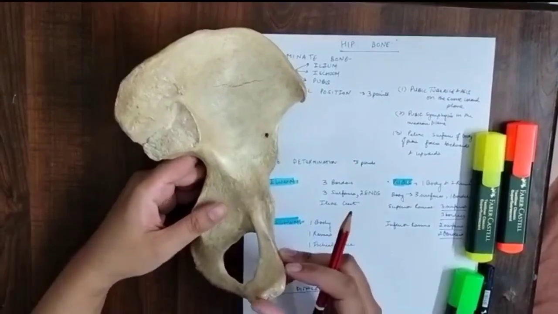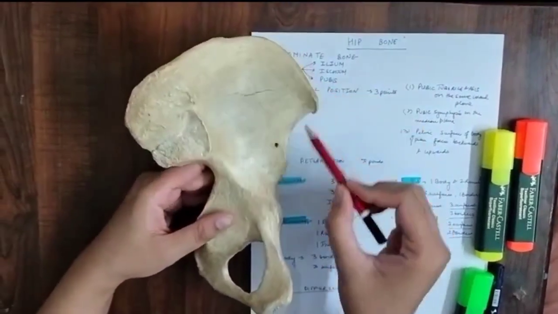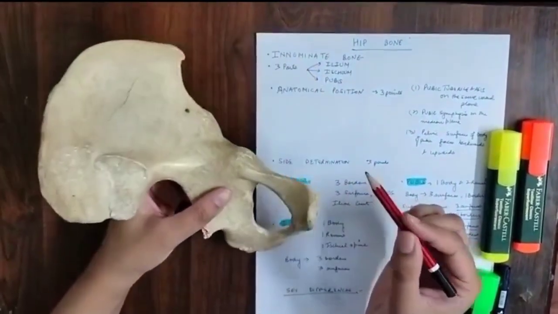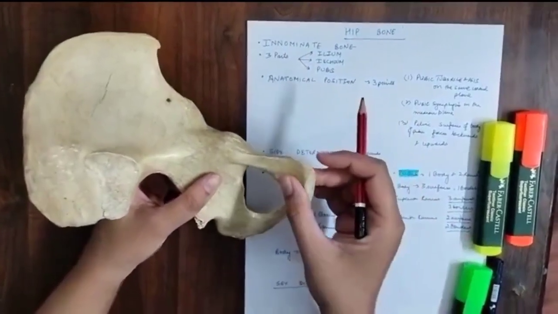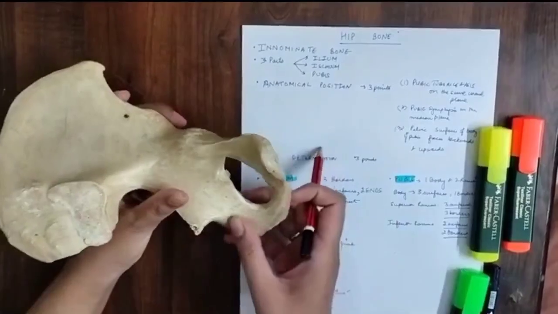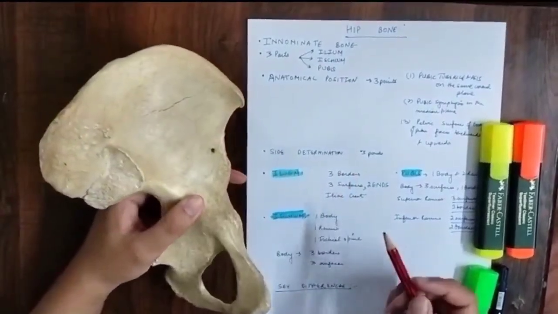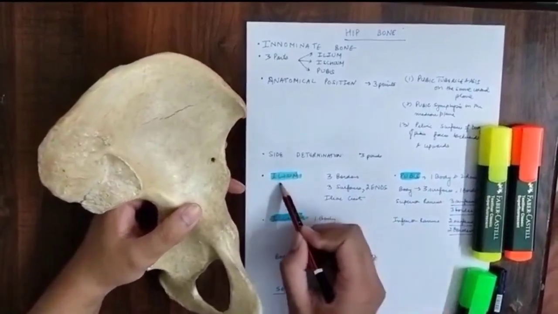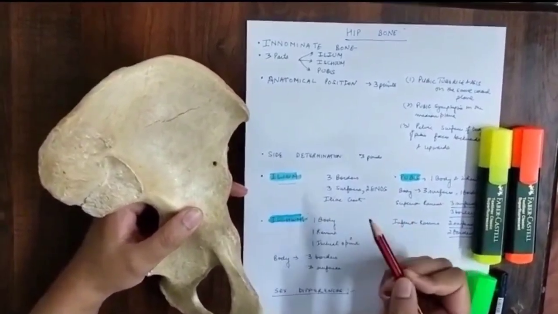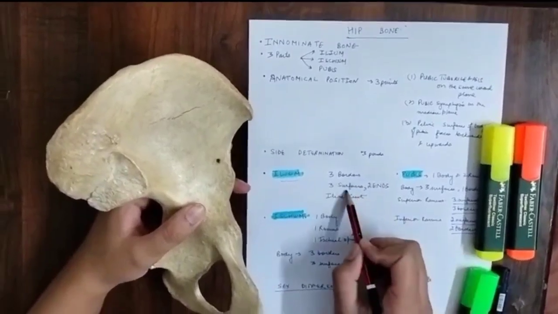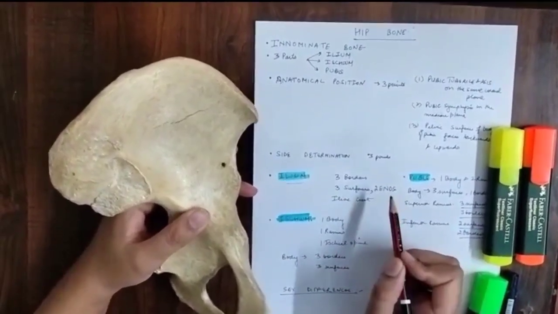Talking about the parts of the bone, it has an upper part that is known as ilium. Inferiorly, it has two parts. One is the pubis, this one, and the other one is ischium. Let's talk about the ilium first. So ilium has three borders, three surfaces, and two ends.